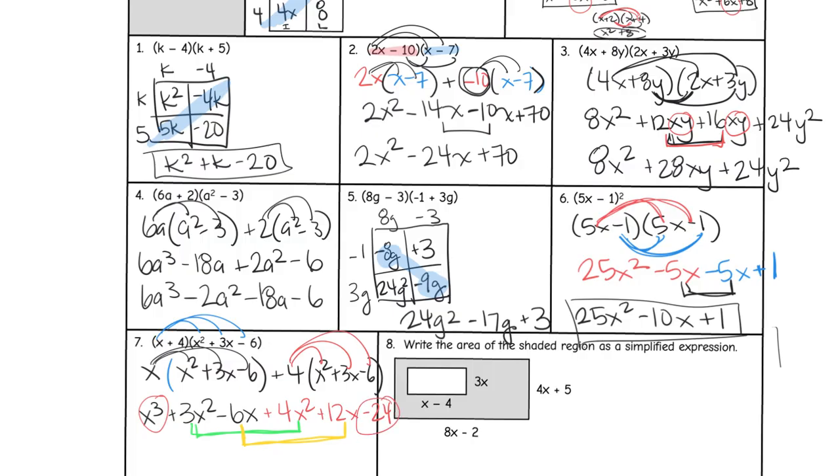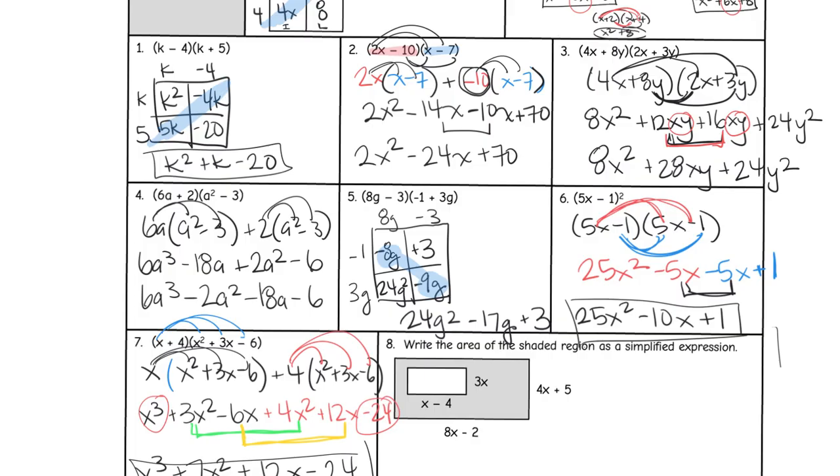So when I simplify, I will have x to the third. 3x squared plus 4x squared gives me a total of 7x squared. And then negative 6x plus 12x gives me a total of 12x, and then minus 24. There's my answer.